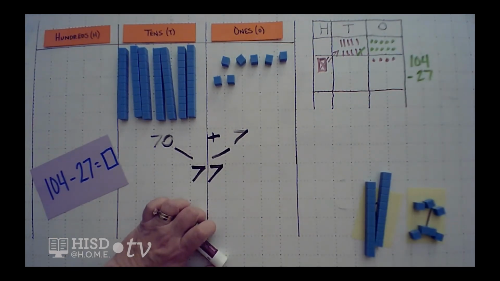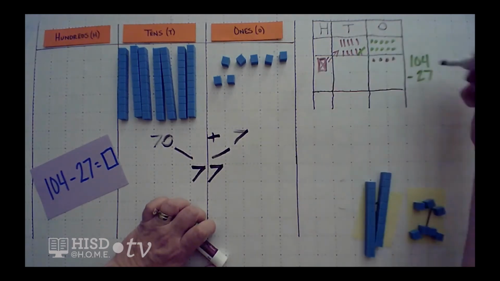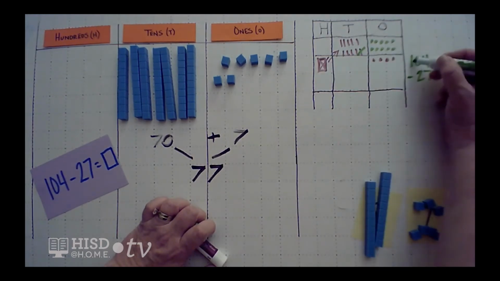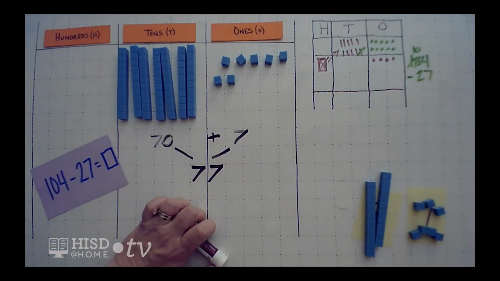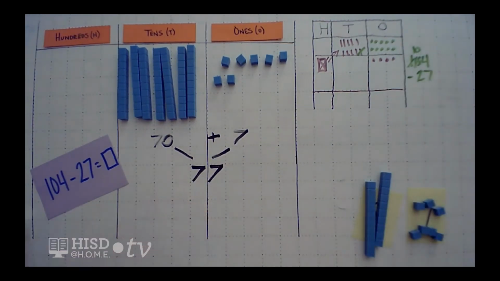And what did we do? We took the 100 and we made this a group of 10 groups of 10, which had a value of 100.